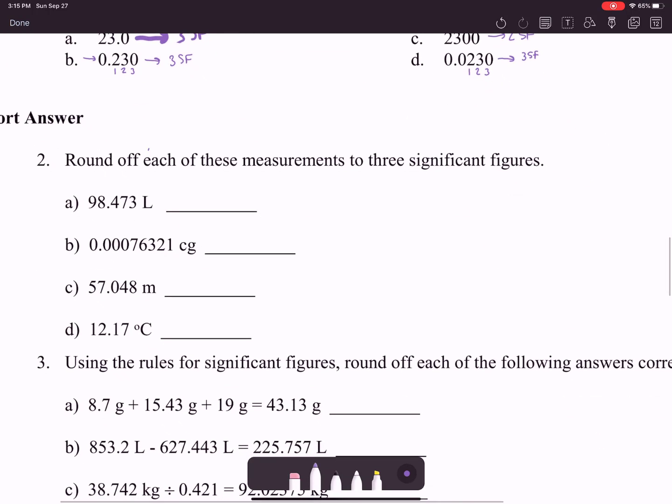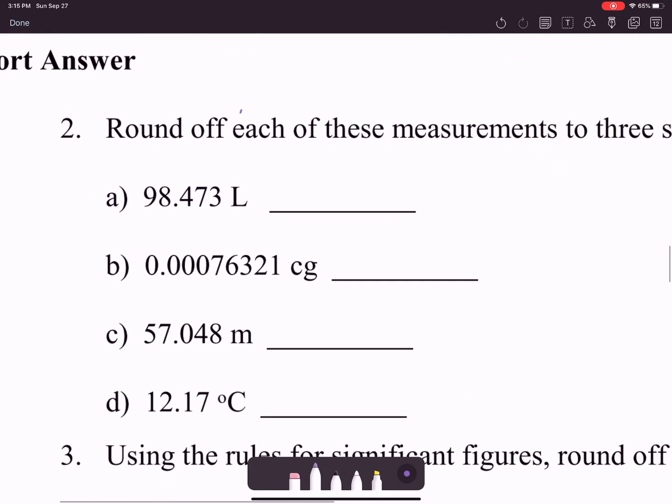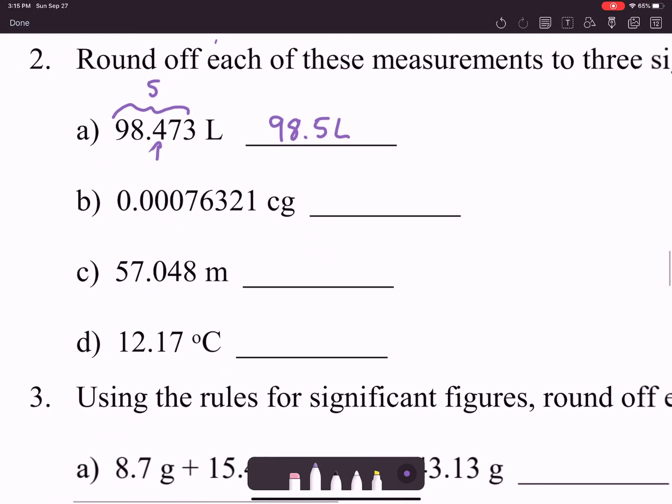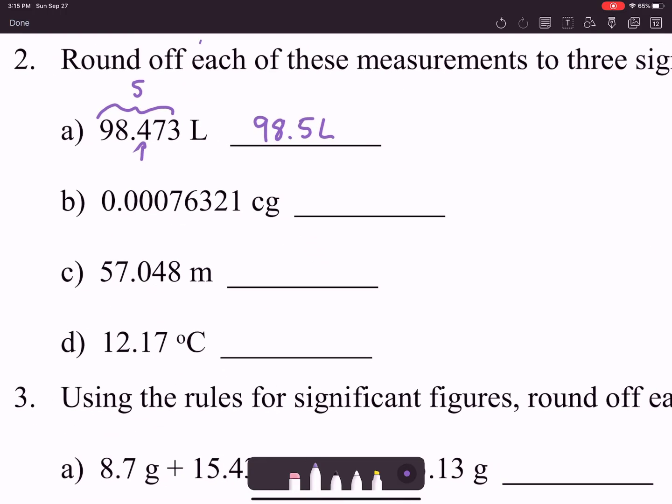Let's round off each of these measurements to 3 significant figures. First of all, let's see how many significant figures are in each of these. So in this first one, you can see that there are 5 significant figures. To get to 3, we're going to round it to this tenths place because we can drop off all the rest here. So it's going to become 98.5 liters. In the next question, we can see that here we have 5 significant figures as well.